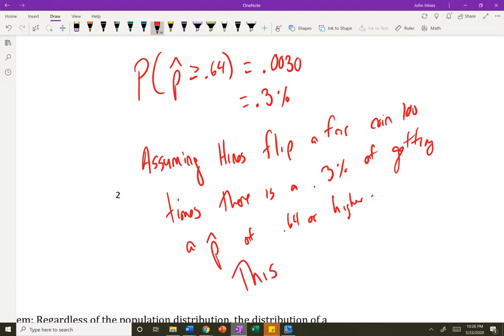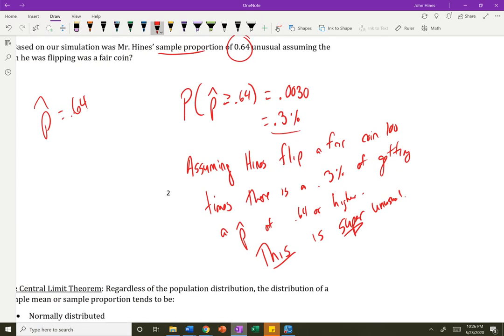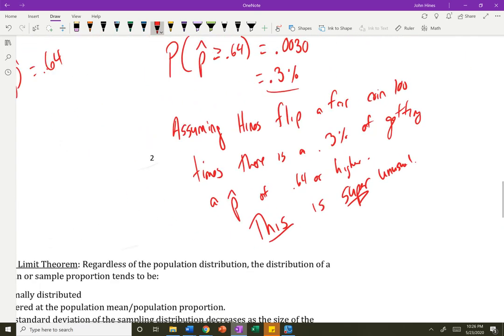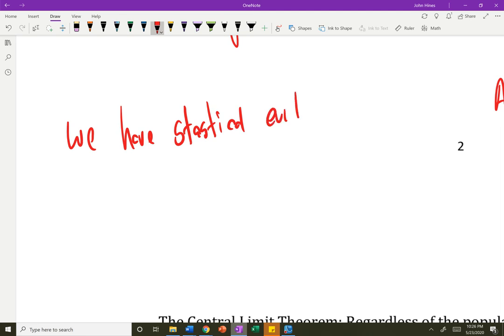This is super unusual. Super duper unusual. That's completely unlikely to happen. This is so extreme. Something happening 0.3% of the time. So what this gives us is we have evidence the coin is not fair. We have statistical evidence the coin is not fair.